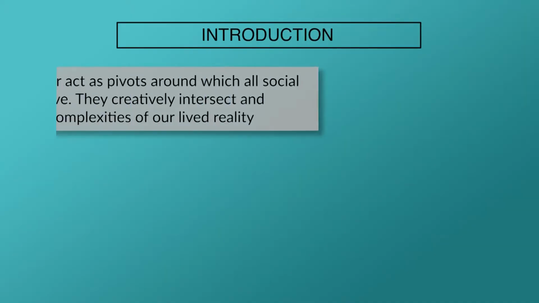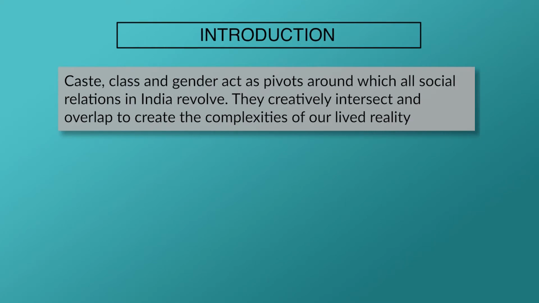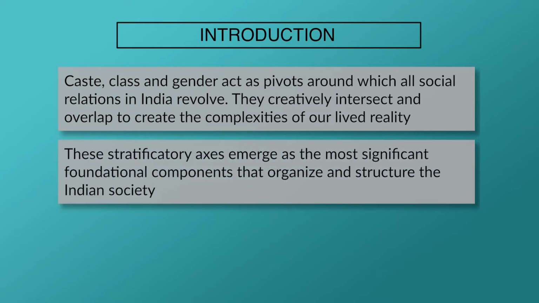Now, if we were to elaborate the role of these three structural dimensions of Indian society, it would be clear that these three aspects, namely caste, class and gender, are pivots of all social relations that India has witnessed, and which interact and overlap to create the complexities of lived realities in our country. These stratificatory axes emerge as the most foundational aspects that organize our Indian society.